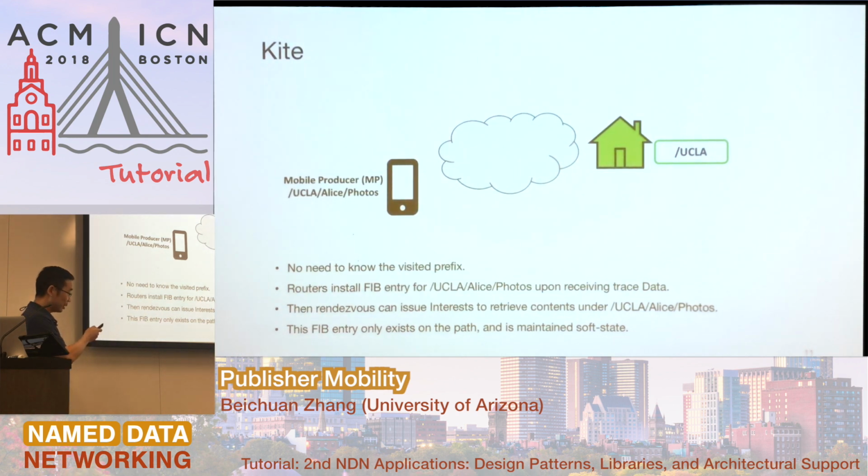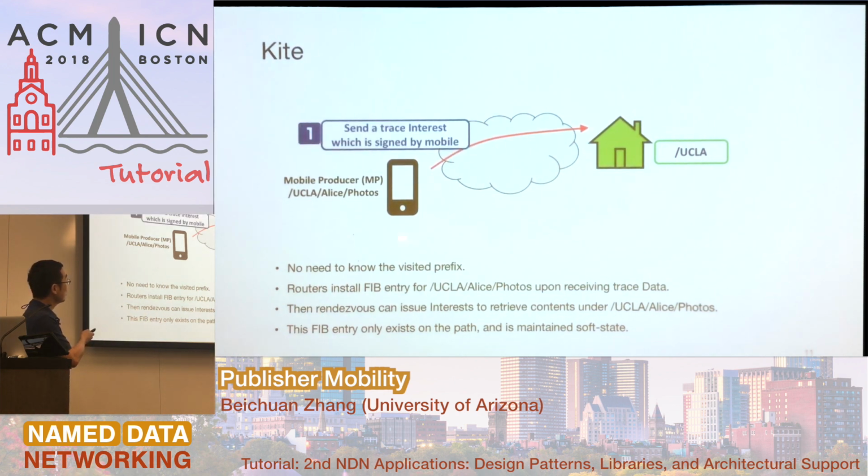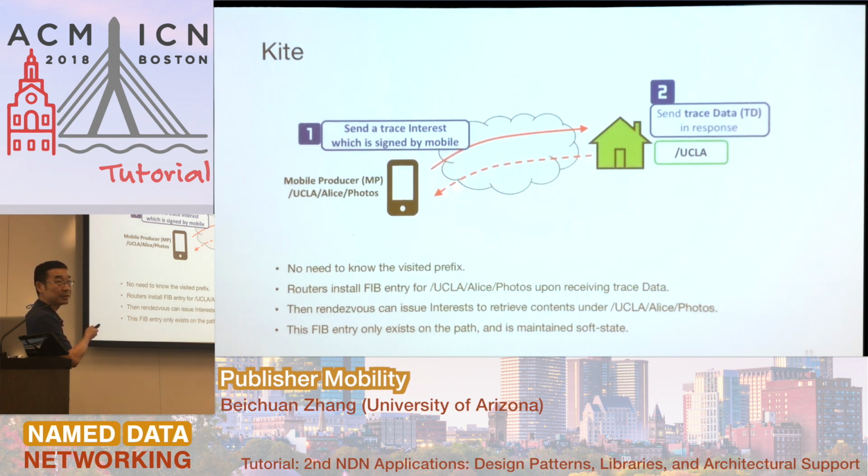All we need to do is, for the mobile, to send a special interest to the rendezvous. Of course, that is addressed to /UCLA, so the interest will be forwarded to the UCLA rendezvous server. And this interest is signed, so we know it's from an authorized mobile producer. Then what the rendezvous server will do is send back a special data packet called trace data.